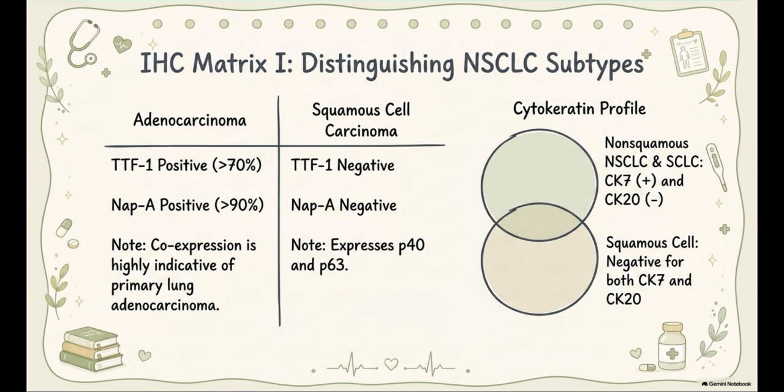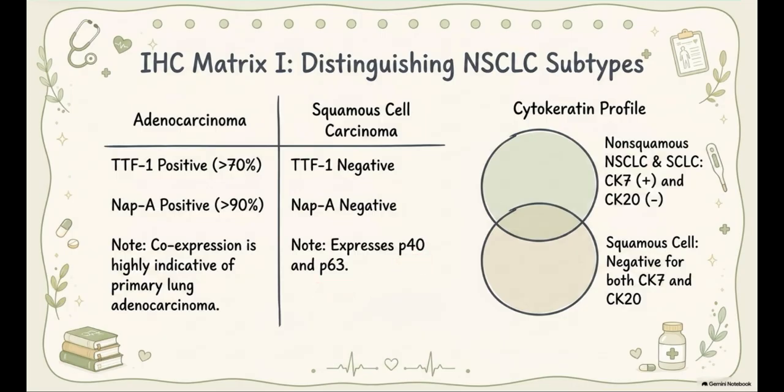Think of these marker proteins as chemical name tags that the cells wear. To distinguish the non-small cell subtypes, we look for very specific name tags. For instance, if a cell wears both the TTF1 and NAP-A name tags, it strongly confirms primary lung adenocarcinoma. Squamous cell carcinoma does not wear those tags. Instead, it wears the P40 and P63 name tags.